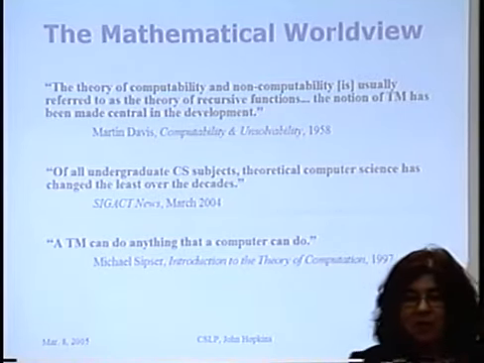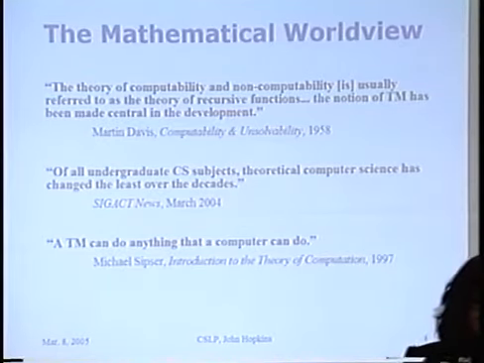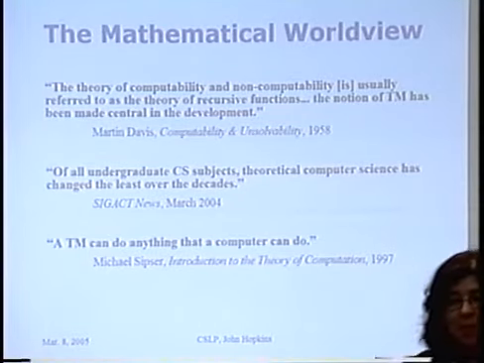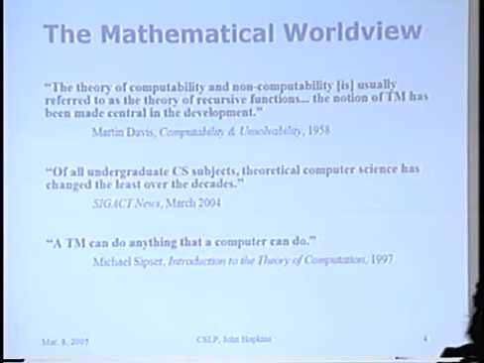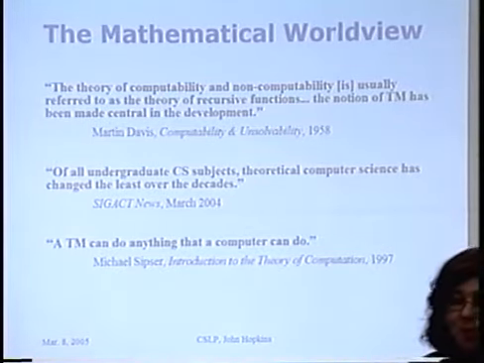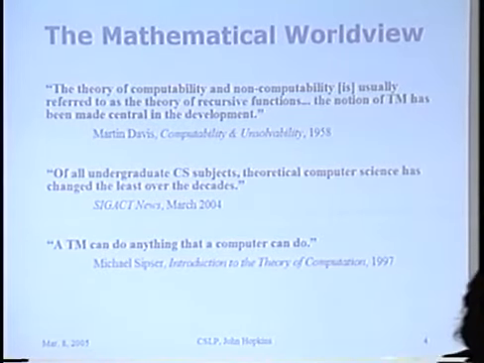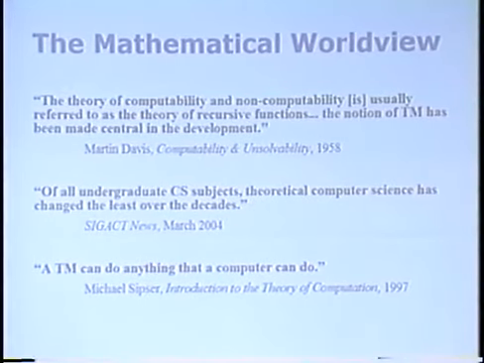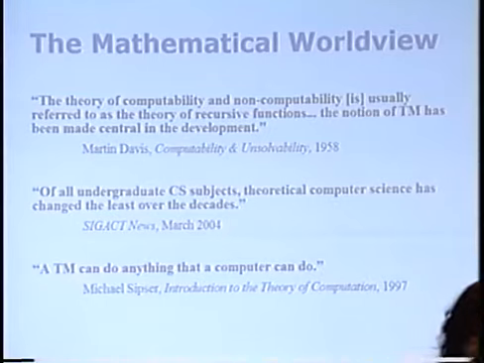So in 1958, Martin Davis published a book, Computability and Solvability, that became one of the first textbooks in this topic for people that became the leaders in the theory of computation community. And it said right at the beginning of the book, the theory of computability and non-computability is the theory of recursive functions. And that the notion of TM is central here because it represents the computation of all recursive functions.